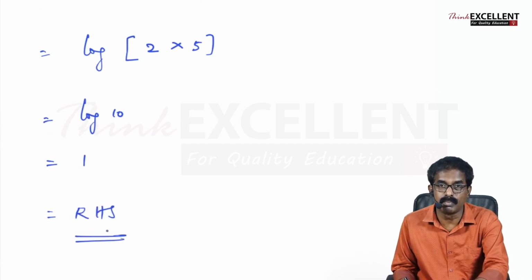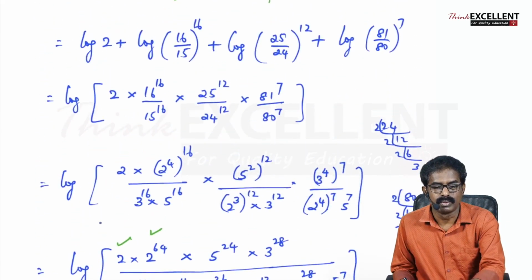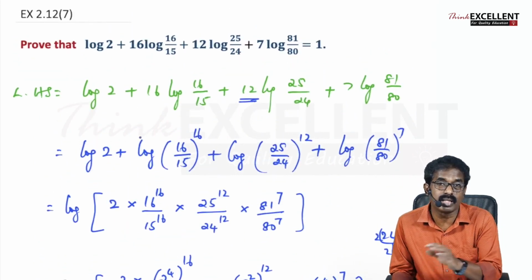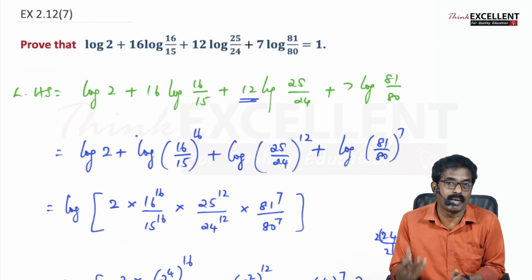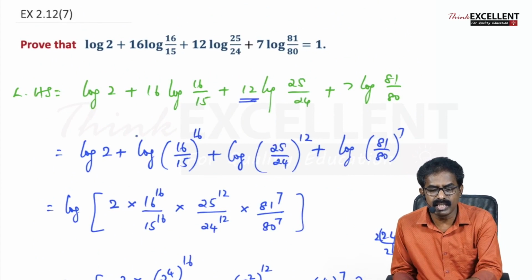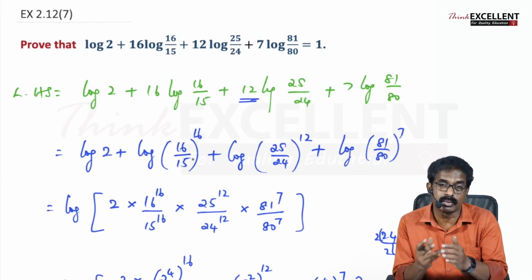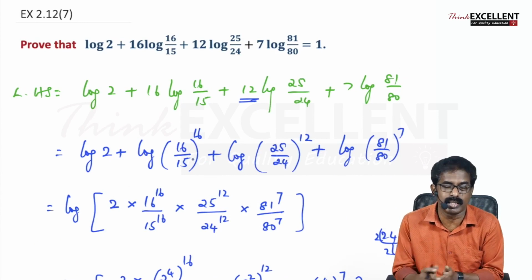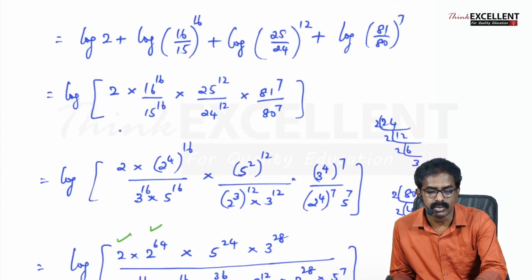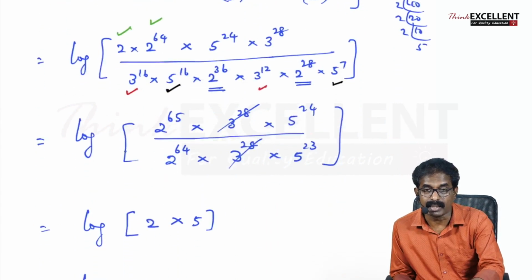Very simple question, but write and practice. So only some writing work. So before the log, if some terms there, take it to the power. Then if there is some minus, you have to put division. Then you know how to change division. You change it to multiplication, write the reciprocal, right? You can do in that way. Then prime factorization, but practice well this question.